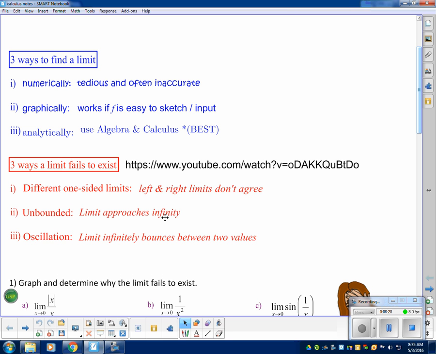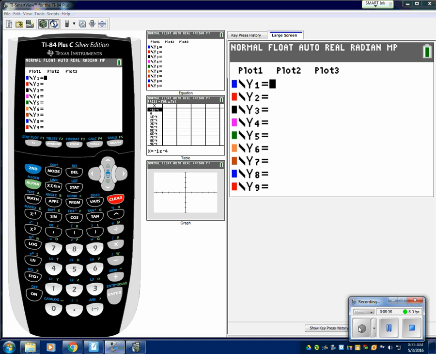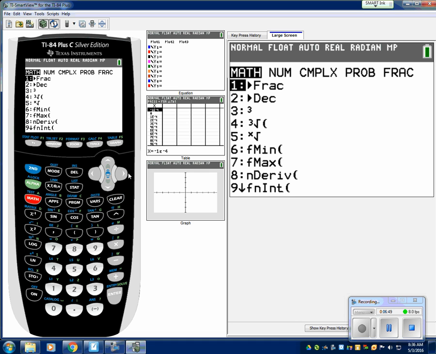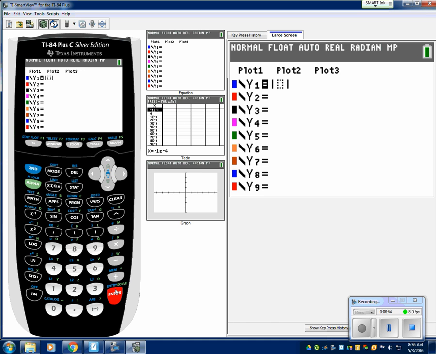So three ways a limit fails to exist. Now if you could pull out your graphing calculators, we're going to see if we can graph each of these right here. So I'm going to open up mine. All right, so what you need to do here is we're going to type in absolute value of x over x and have it graph it so we get a picture of it. If you go to the math key, first column, fourth button down, hit math, go right arrow to num, and you'll see ABS, that's absolute value. On mine, it shows the absolute value signs. On yours, it may just say ABS if you have the classic mode. So we want absolute value of x, and then divided by x.